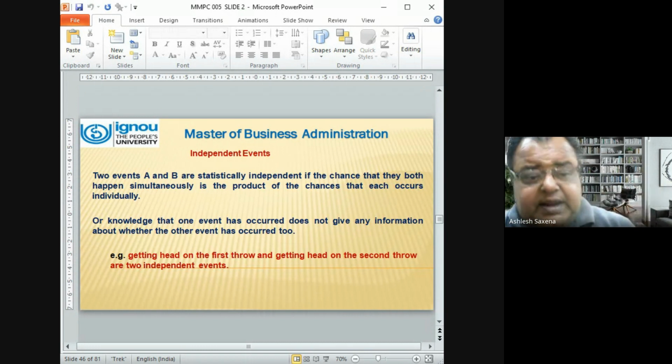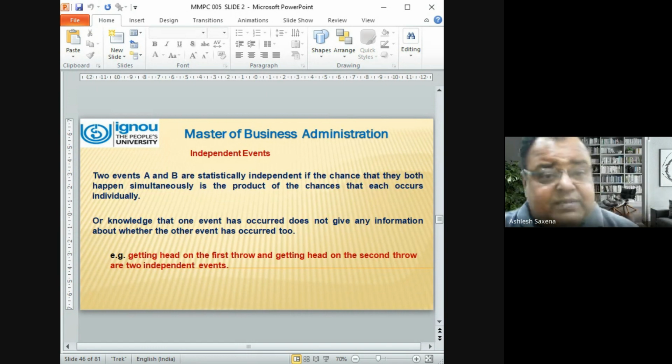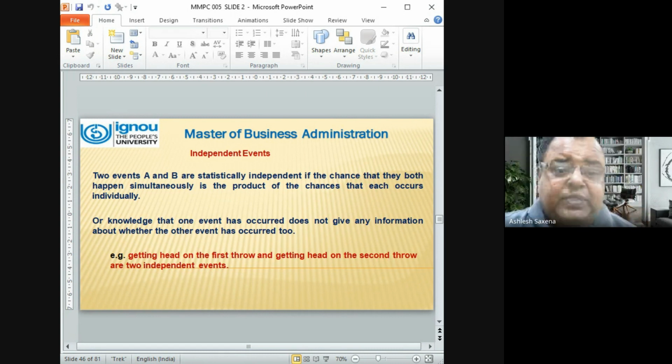See the example, getting head on the first throw and getting head on the second throw are two independent events. क्योंकि आपको पहली थ्रो से कोई मतलब नहीं है कि दूसरी थ्रो में पहली थ्रो का कोई इफेक्ट है या नहीं है. जब इफेक्ट नहीं होगा तो वो इंडिपेंडेंट इवेंट है.